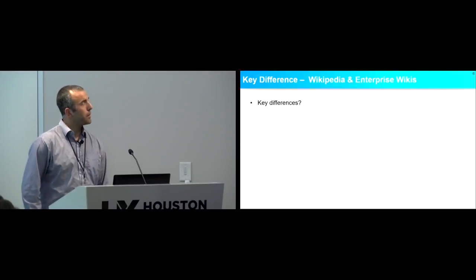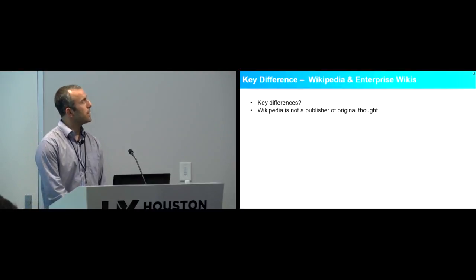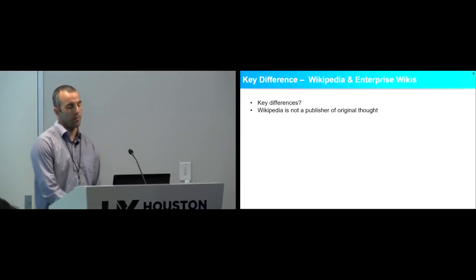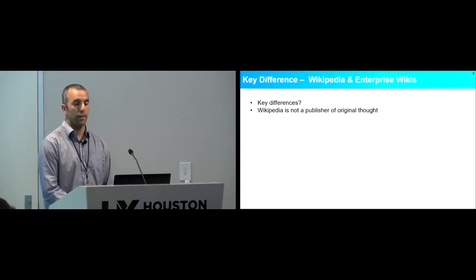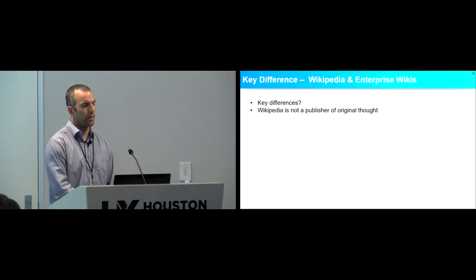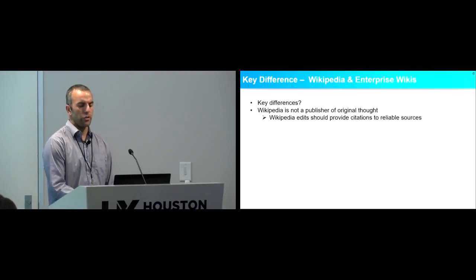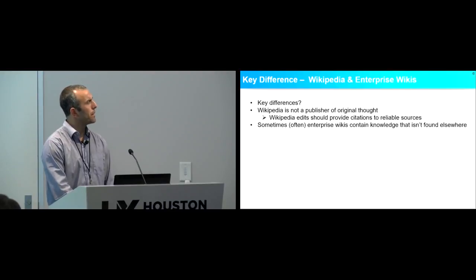But one of the big points I was going for is that Wikipedia is not a publisher of original thought, right? If I put something in Wikipedia, it should be cited. It should have a reference to it. But oftentimes in an enterprise wiki, that's not the case. In fact, in my personal history, I've found that a lot of what is in our wiki represents our communal thought about how our organization works. And that's an important idea. A Wikipedia edit should provide citations to reliable sources, but our information in an enterprise maybe is based off of something or somebody that said something.